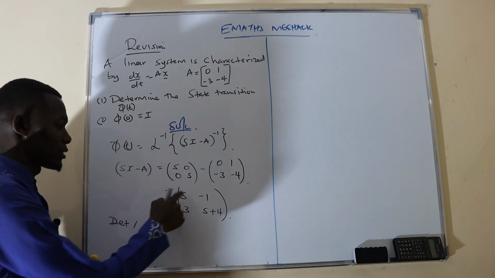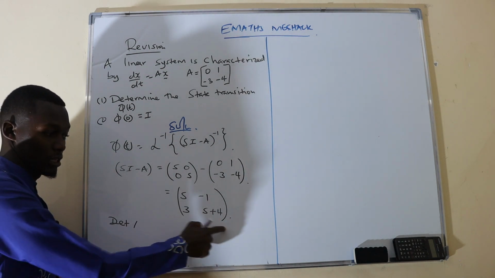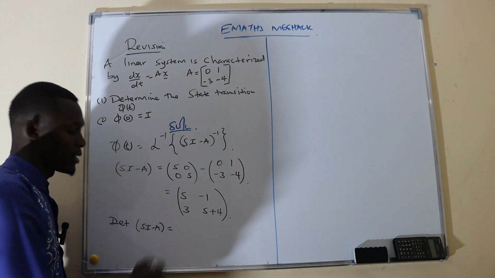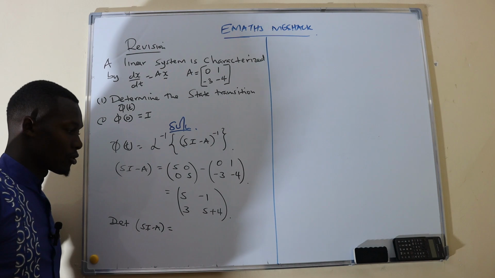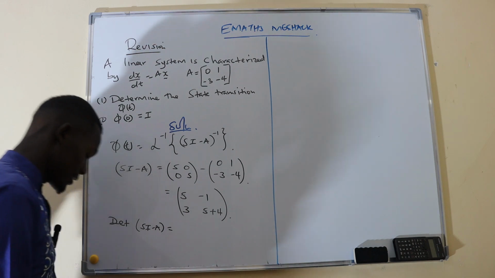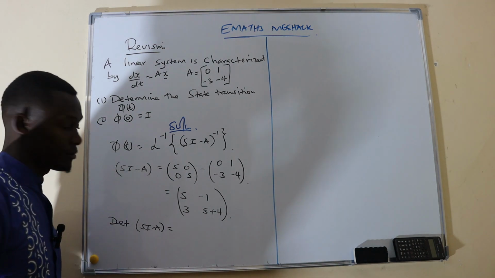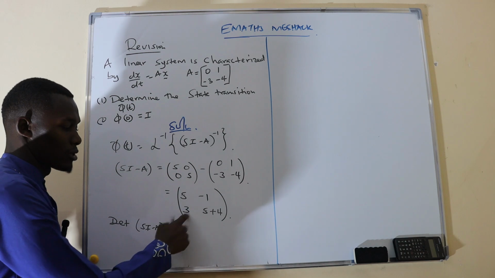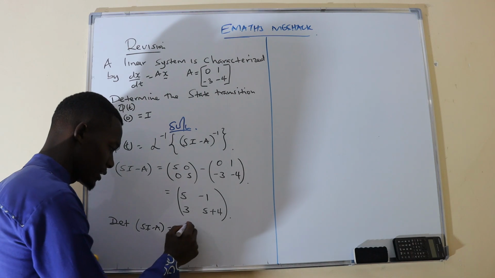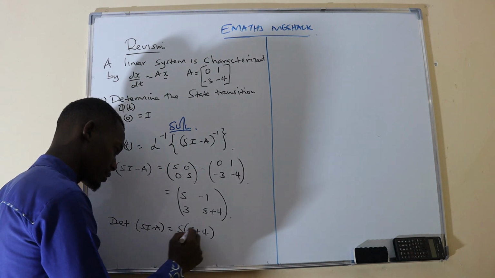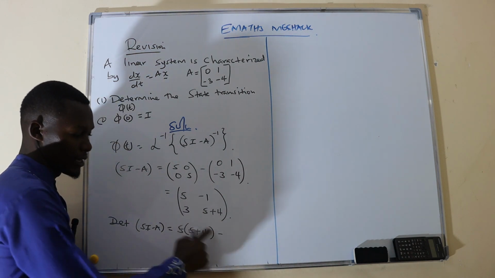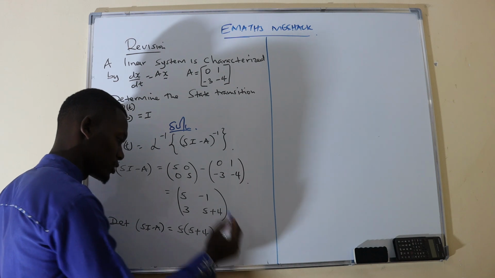So the determinant of this particular matrix, the det of SI minus A, will be given by: you multiply elements in the main diagonal, then subtract the elements in the minor diagonal. So I can cross my S so that we can differentiate between an S and a 5, okay? So that will be S multiplied by S plus 4, then minus 3 times negative 1, which gives you negative 3, and you have a negative here, so this will become what?